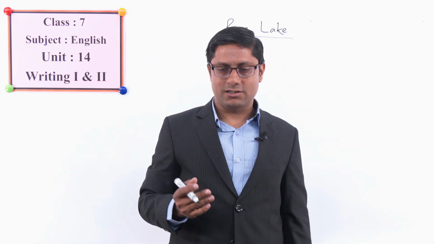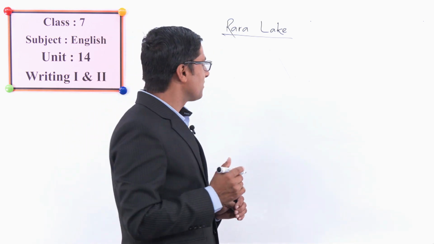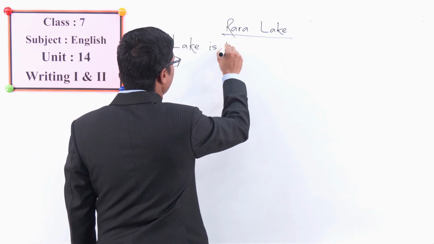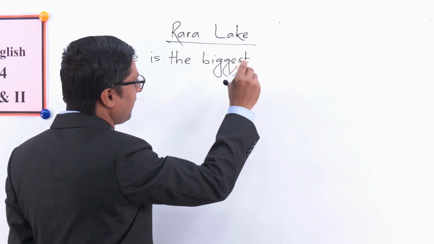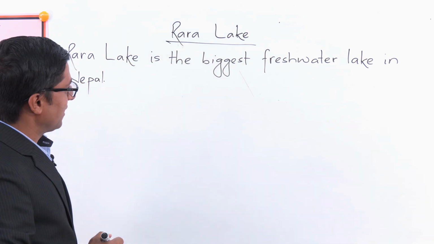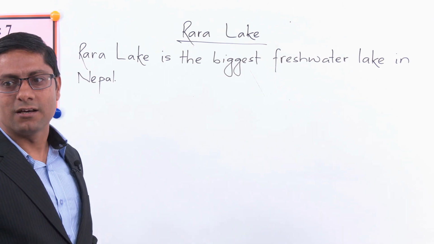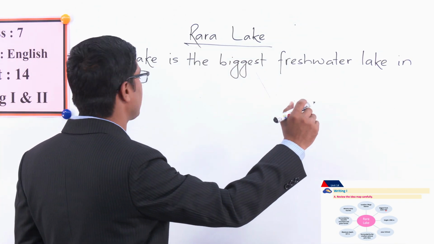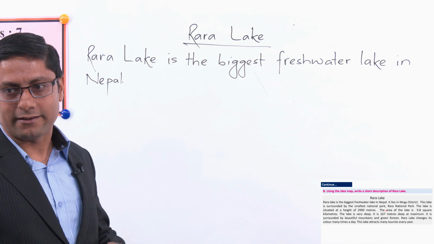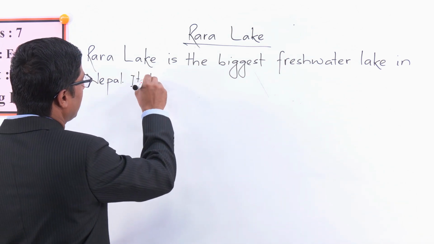After this, we use the information there and develop it into sentences. For example, we can start with: Rara Lake is the biggest freshwater lake in Nepal. See this sentence. There was the information that it is the biggest freshwater lake. Now we use this information. We made a new sentence here using the information biggest freshwater lake. Now, the location Mugu district is given there. So, we can write: it lies in Mugu district.